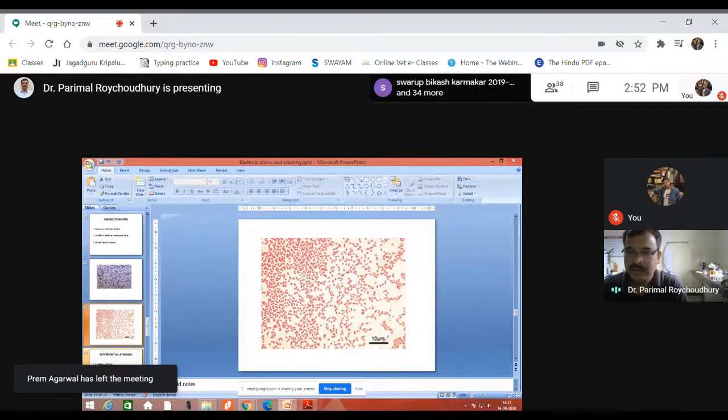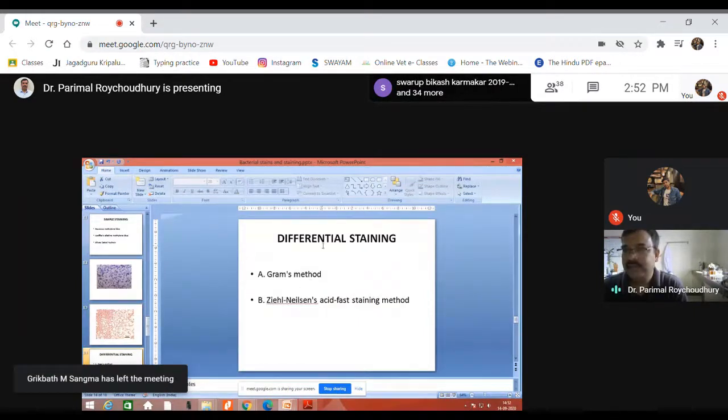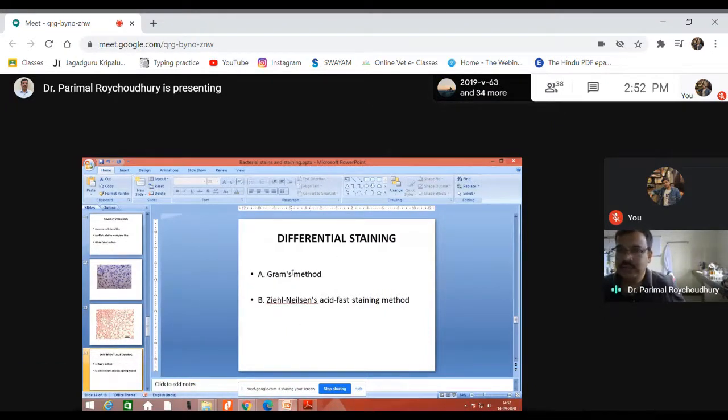Okay. Then thirdly comes differential staining. Here we give maximum emphasis because you must understand these two staining techniques. This is the most extensively used staining procedure in the microbiological laboratory. One is called the Gram staining method, and the second is the Ziehl-Neelsen acid-fast staining method.